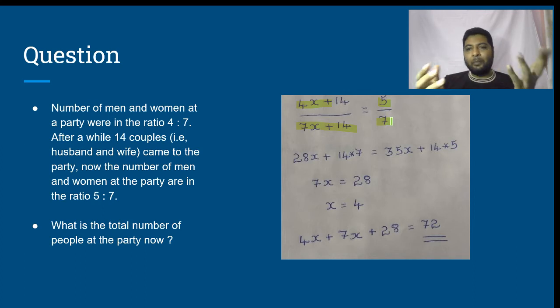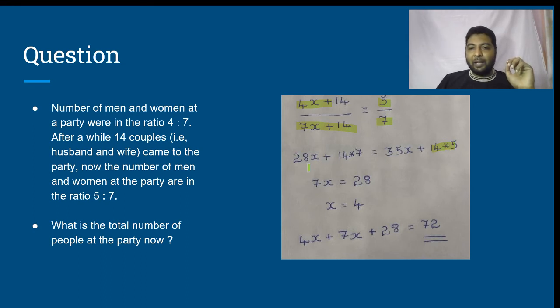After this, it's all about simplifying and getting the answer. Cross multiply: 7 into 4, 28x, plus 7 into 14. You don't have to write down the exact value. Instead, just write 14 into 7. There is a reason that we need to write it this way. If we write it this way, it will be even simpler. 5 into 7, 35x, plus 5 into 14. Let me write 5 into 14 as it is this way, right?